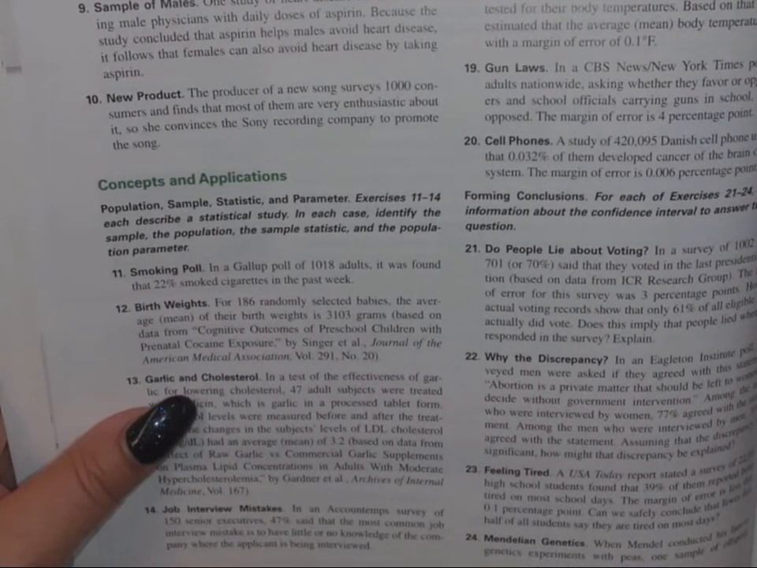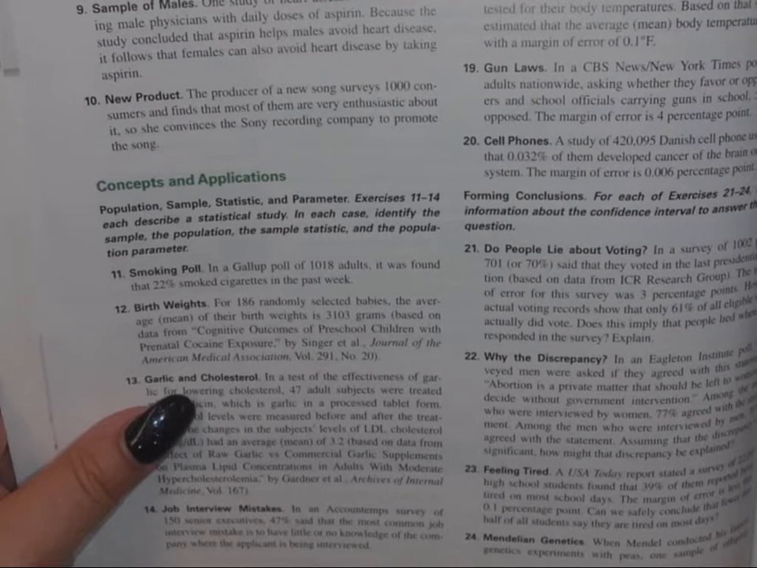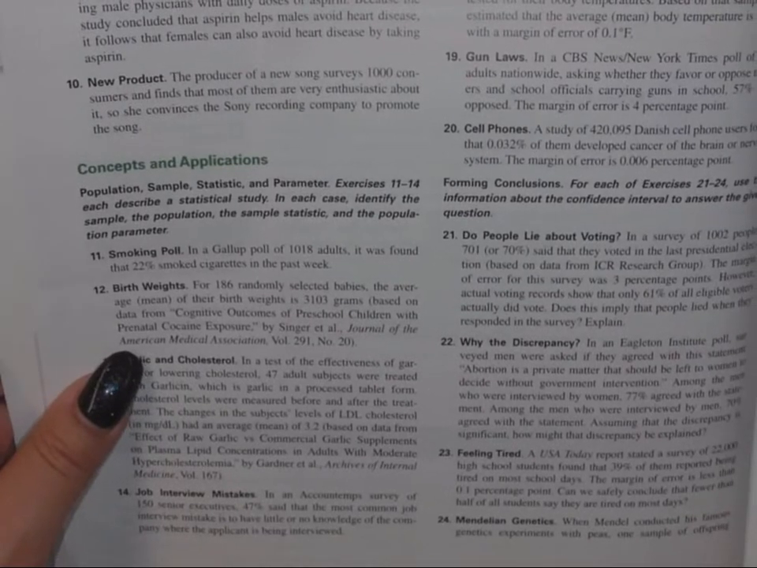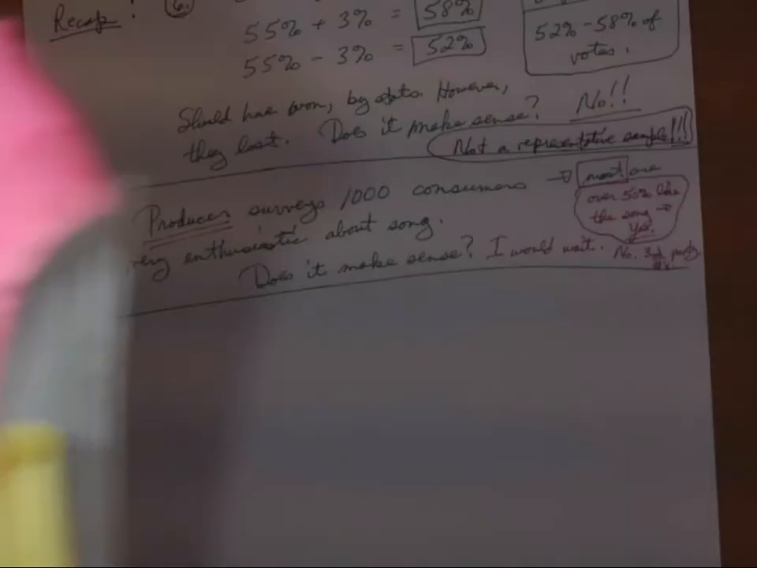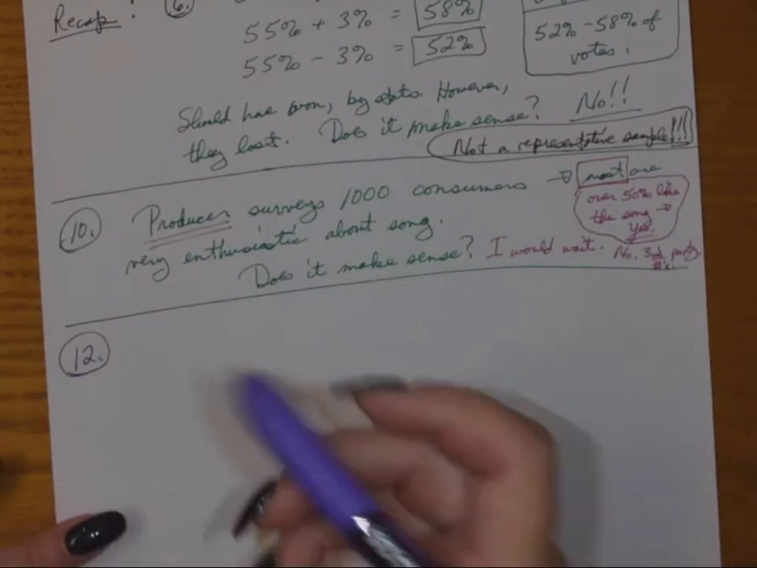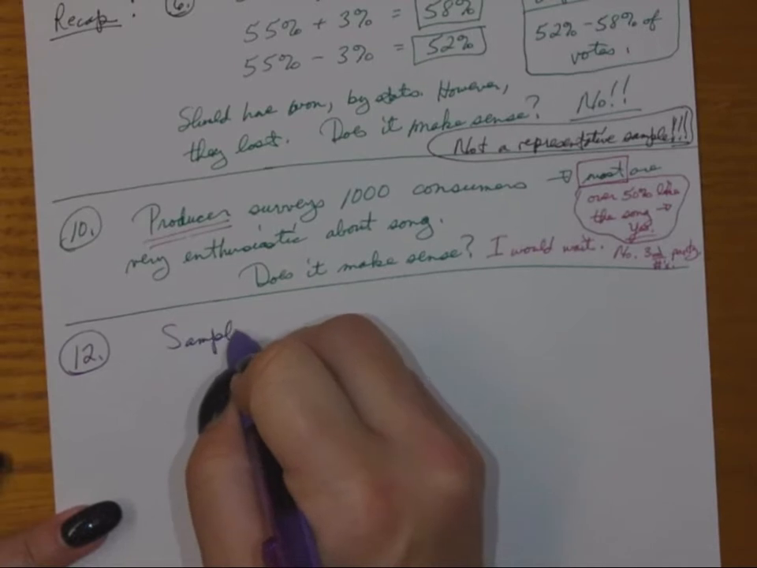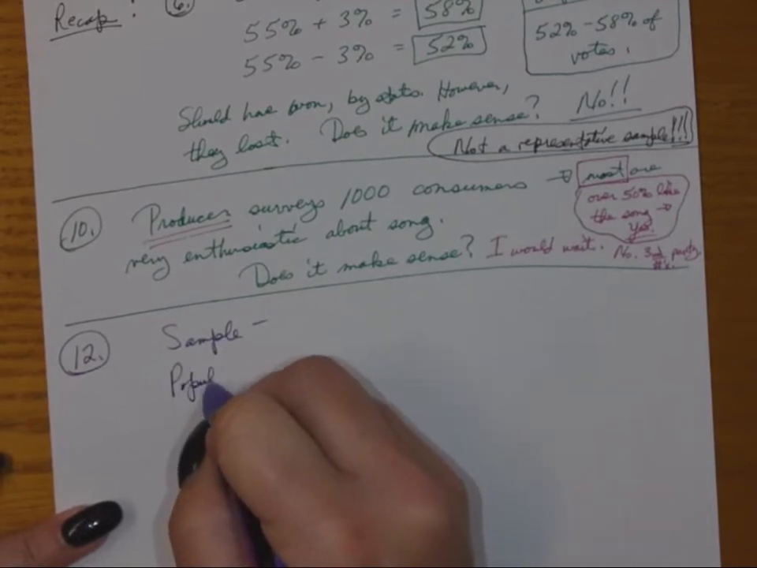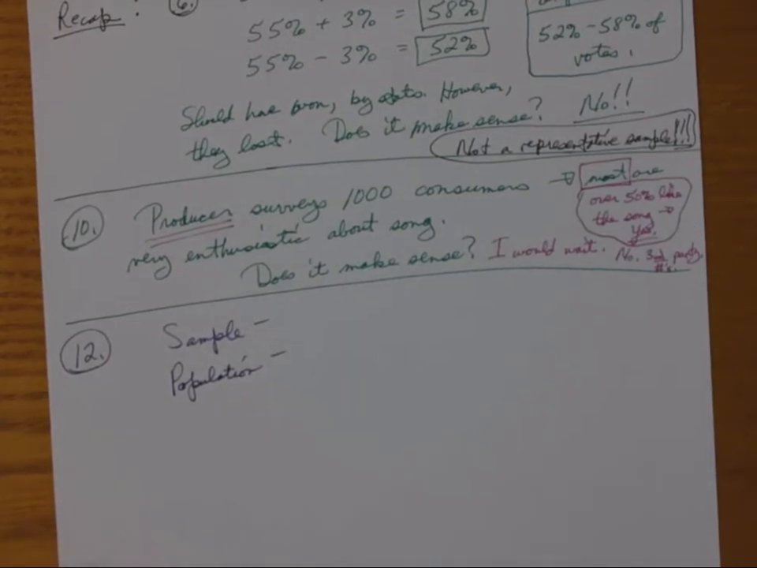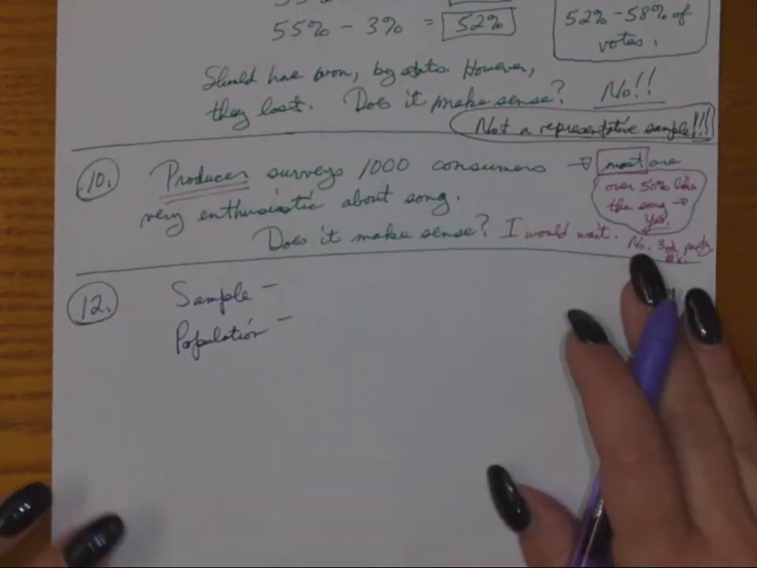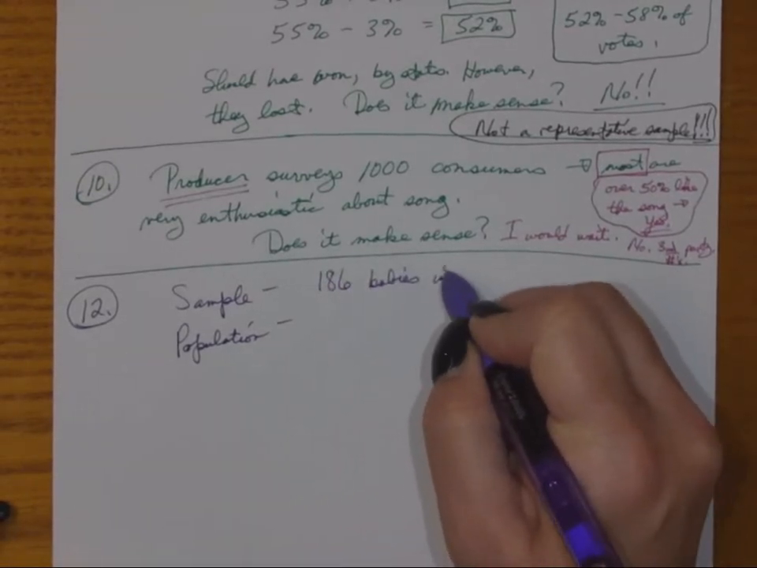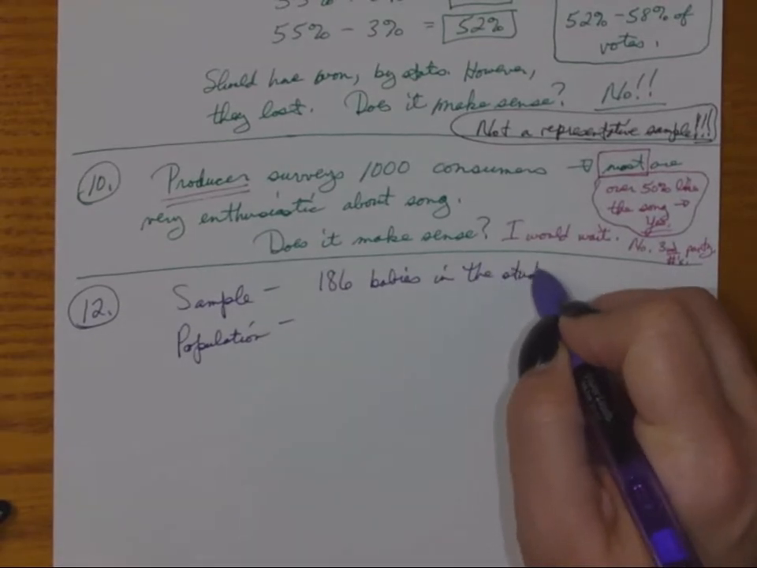So when you're doing that, you have to be a little bit careful, and we can be really specific or really not specific. In number 12, I'd probably be a little more specific because this is a particular group that's being studied. So whenever they ask me, what's the sample? And what's the population? The general word would be population is babies, right? And we've got 186 babies in the study. That's my sample.